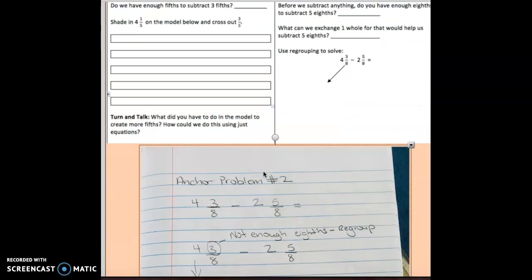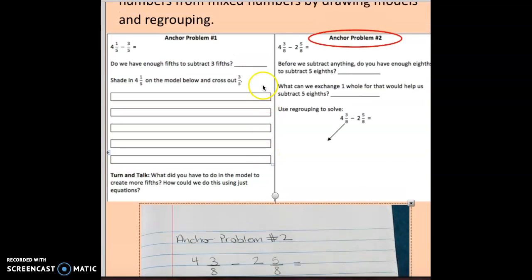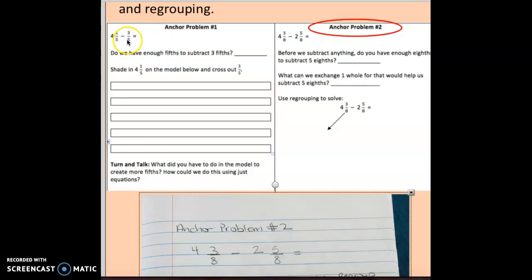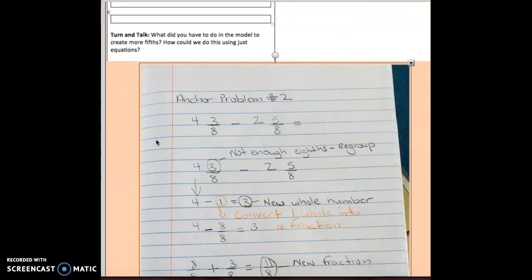All right, so let's look at anchor problem number 2. So anchor problem number 2 says 4 3/8 minus 2 5/8. So this one is a little bit different because this one is a mixed number subtracting from a mixed number, as opposed to just a fraction subtracting from a mixed number.